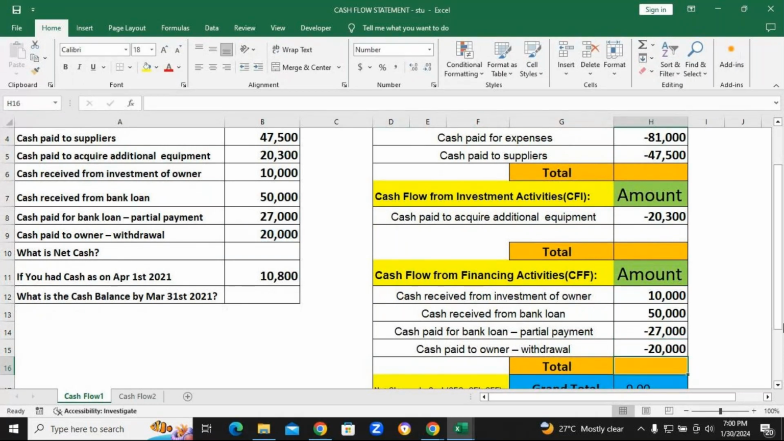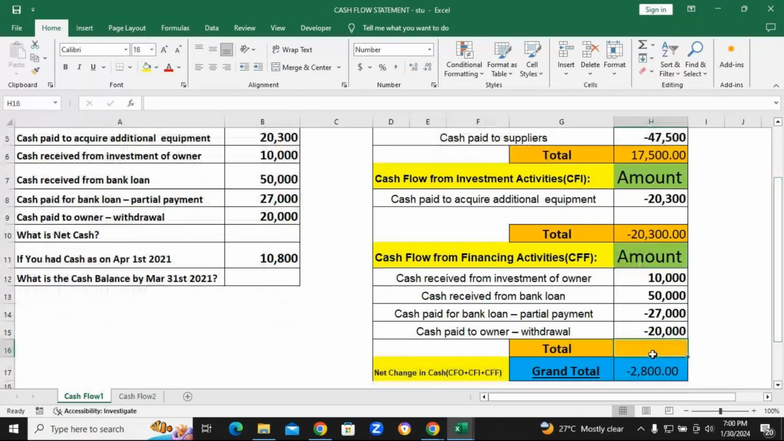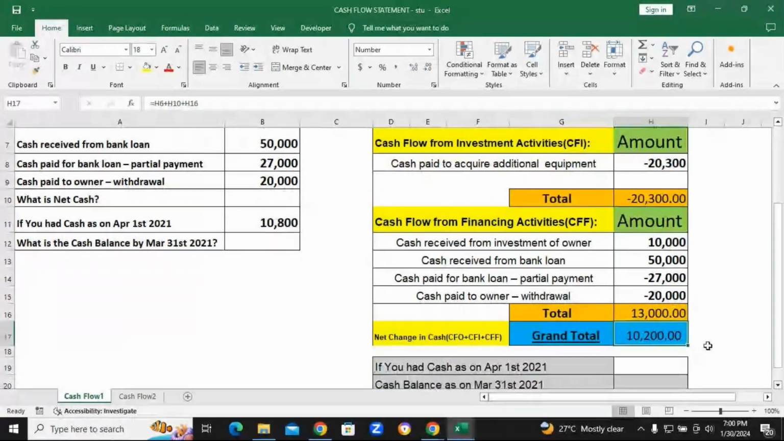So now everything I have put in the appropriate places. Now I'll make the total. Alt equals, so I am gaining 17,500. Here also I'll put alt equals. So 20,300, and from my CFF it is, so my net change in cash will be 10,200.